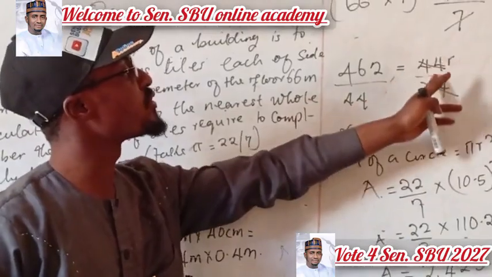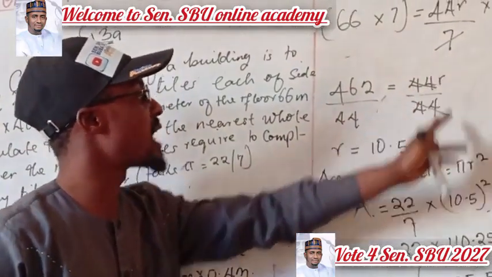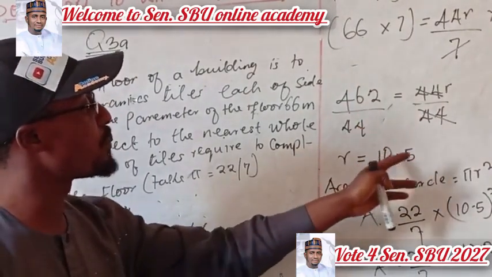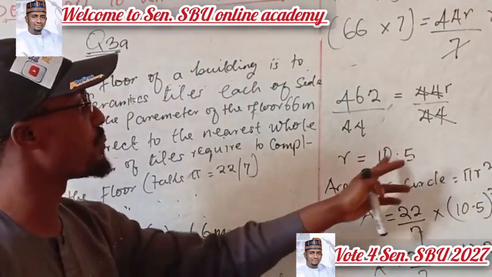Okay, you now say divide both sides by 44. 44 cross 44 here. From the right hand side, we are left with r. Therefore, 462 divided by 44 gives us 10.5, which means our radius is 10.5.